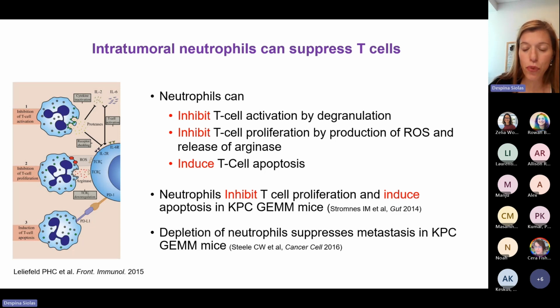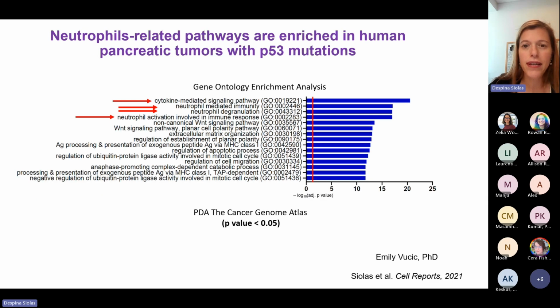Now, we delve more into the mechanism of how this occurs, and this has been published, so you can look up our paper. But we also wanted to further explore this in humans. So we examined the human pancreatic cohort of the Cancer Genome Atlas for genes that were significantly enriched in tumors with mutant p53 in comparison to wild type p53. And so using gene ontology, we saw an enrichment of genes in neutrophil-related pathways in human p53 mutant tumors compared to p53 wild-type tumors.